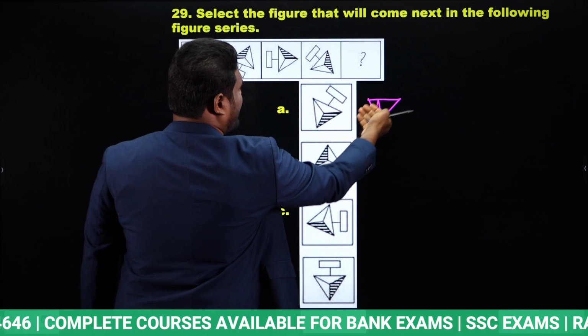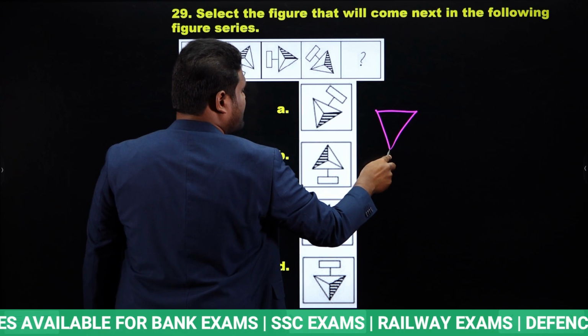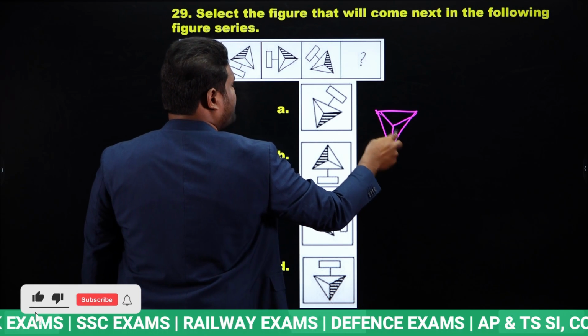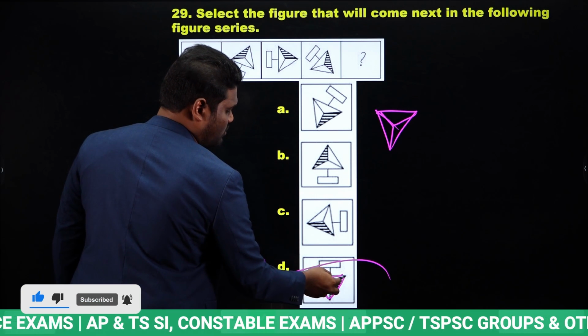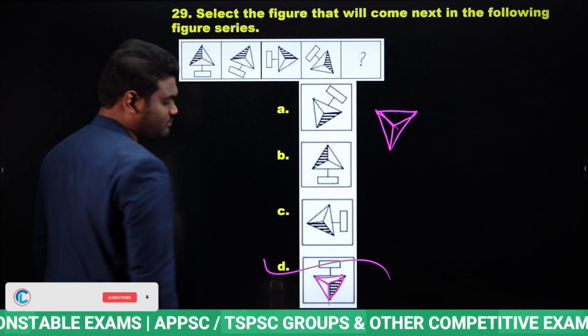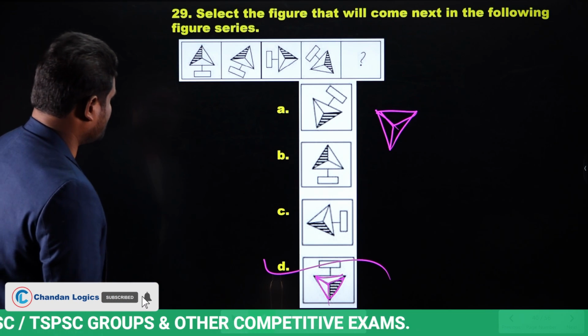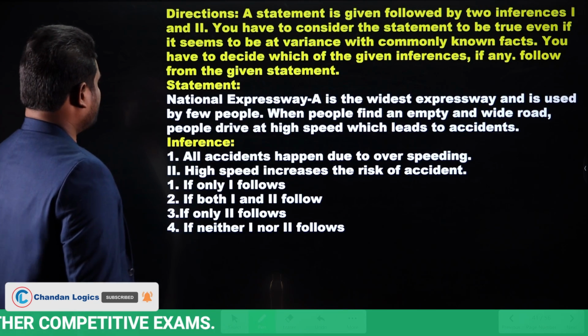Now which one is showing the arrow facing down in this way? Which option? Look at this. Option D. This one is facing down. Yes or no? Option D. So D is going to be the right answer. Is that clear? Next one.